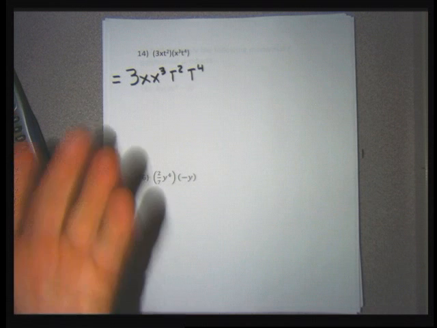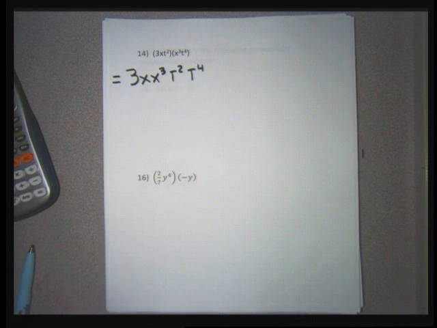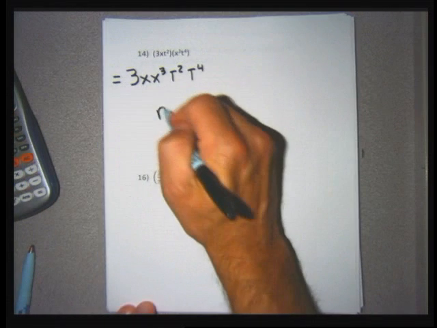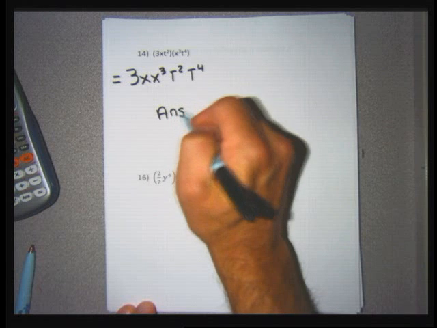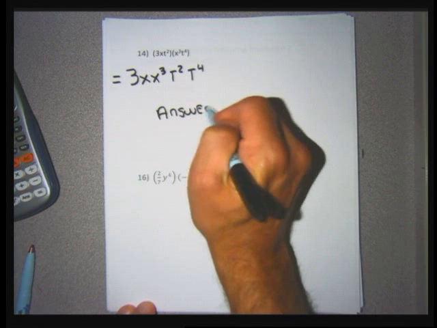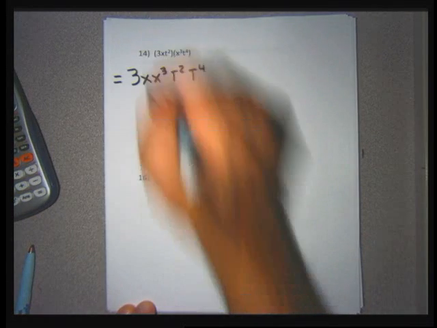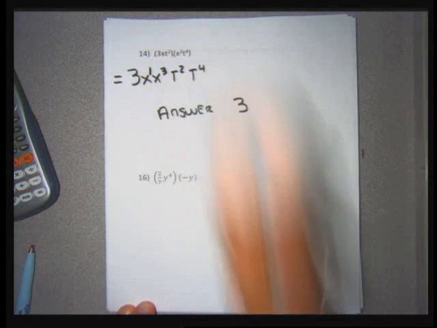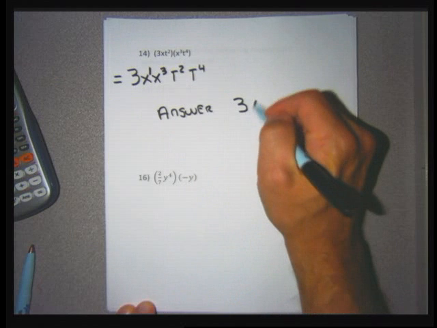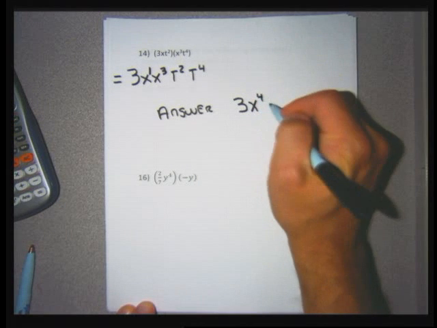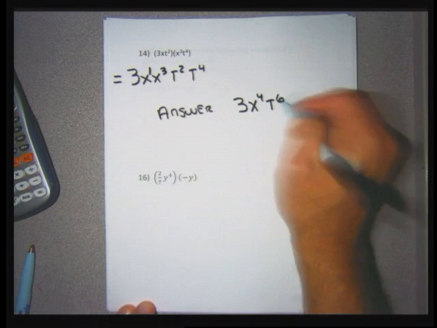And now the 3 is not going to have anything to multiply by, so it's just going to be part of my answer. So part of my answer is going to be the number 3. I'm going to add the exponents on the x. The first x didn't have an exponent written, so there's an implied 1. And I'm going to add the exponents on the t's.